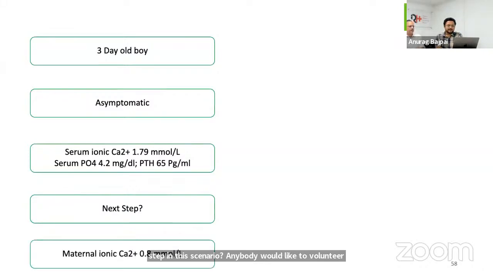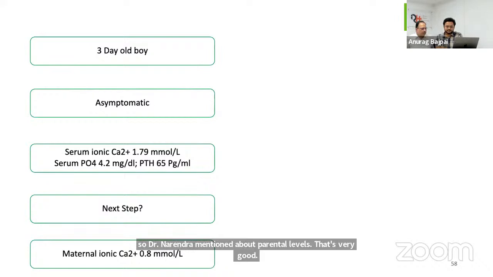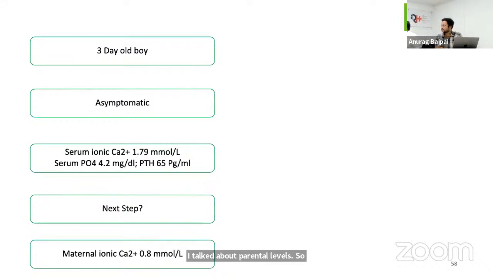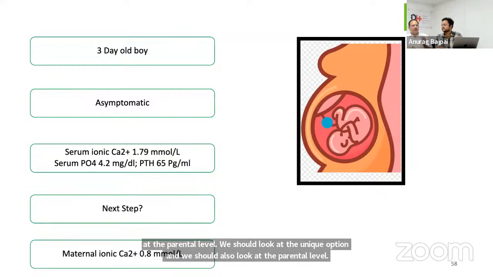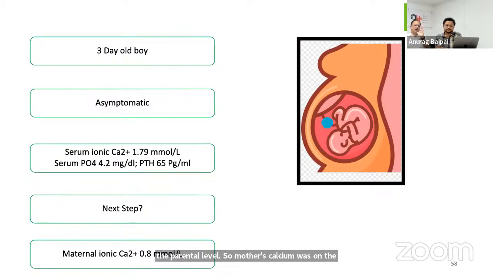We have to check the maternal calcium level, which was low in this setting, causing this hyperparathyroidism in the baby. Dr. Narendra has mentioned parental levels, that's very good, and Dr. Bharani is talking about urinary calcium. Yes, both are relevant. We should look at the urinary calcium and we should also look at the parental level. So the mother's calcium was on the lower side. It's like the opposite of an infant of a diabetic mother, where mother's sugars are high and the baby's glucose becomes low.